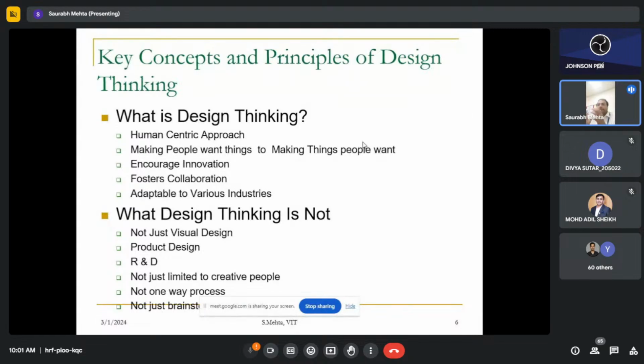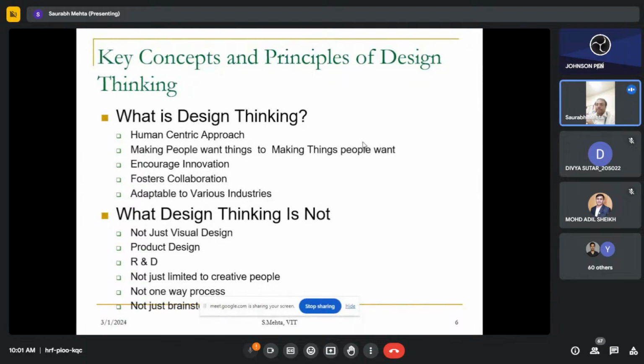And then for every industry, for every sector, there is a different need. So how are we going to help different industries? For different needs, we require different products and different services, right? So now let's try to understand what is not design thinking, right?